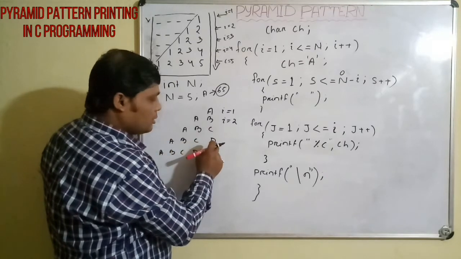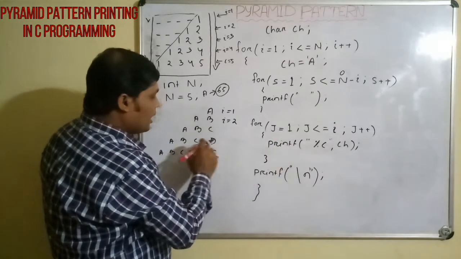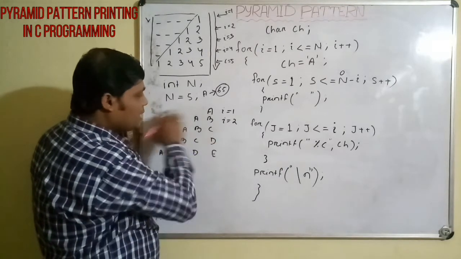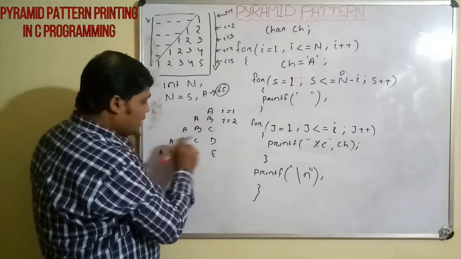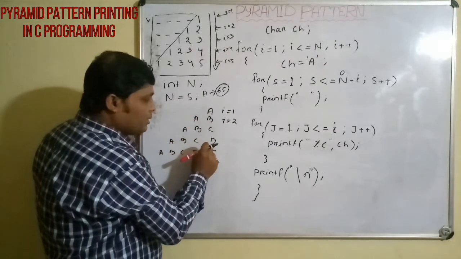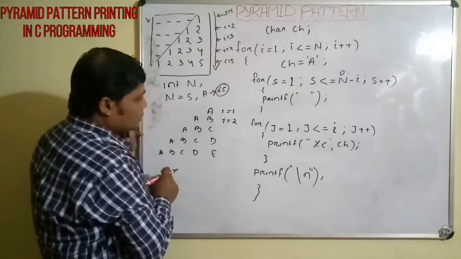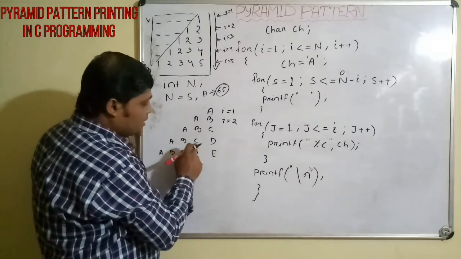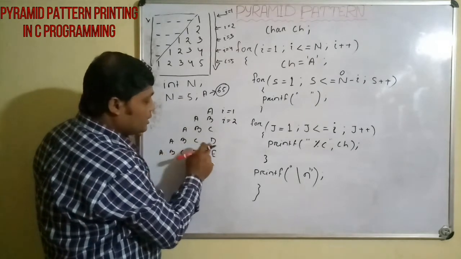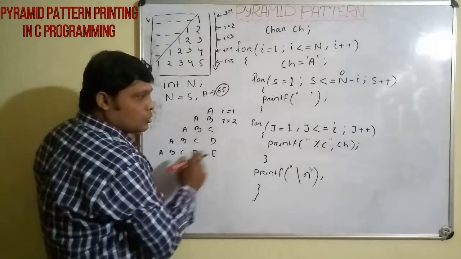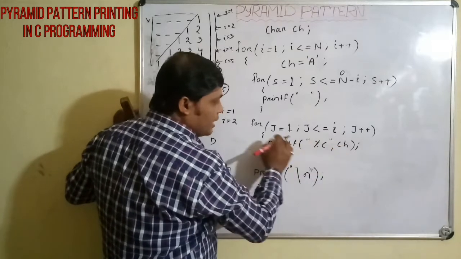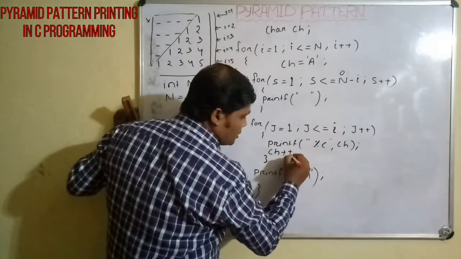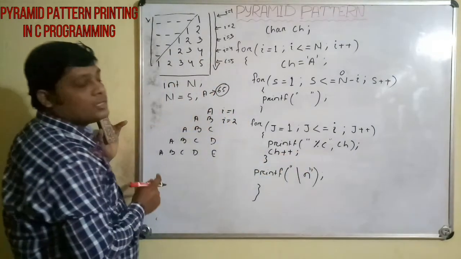Inside the J loop, we are traveling more than one time and we are printing. Yes or no? These are the J. Each line is the I. Inside each line, whatever we are printing, that is J. So you can see in the J loop, the value of CH is modified: A, B, C, D. So CH is incrementing inside which loop? J loop. So we have to write CH plus plus inside the J loop.